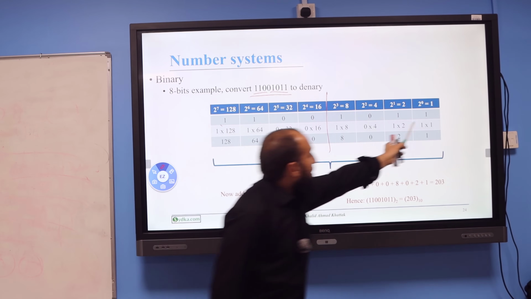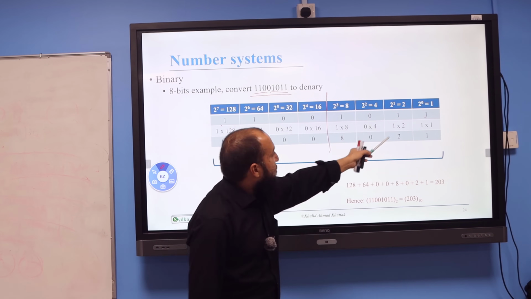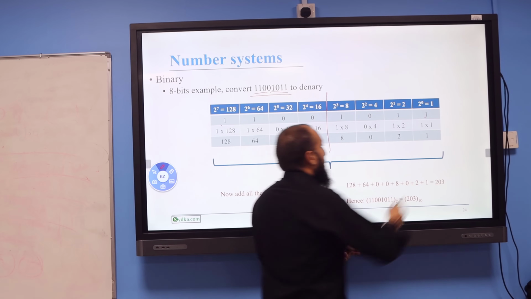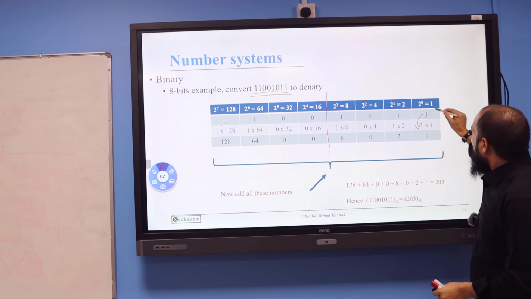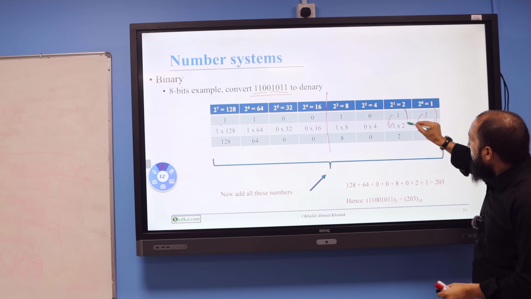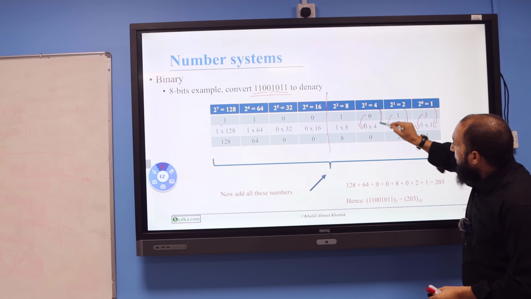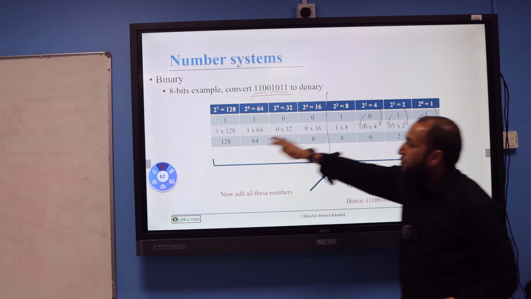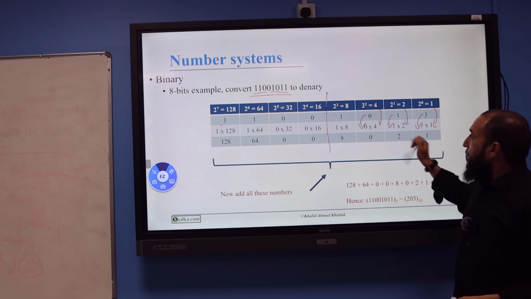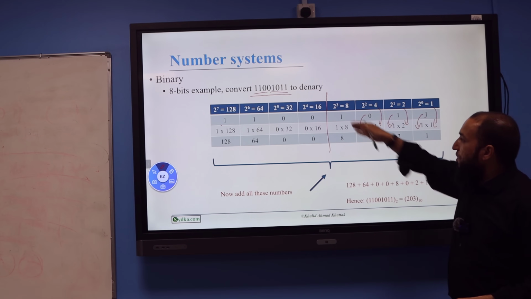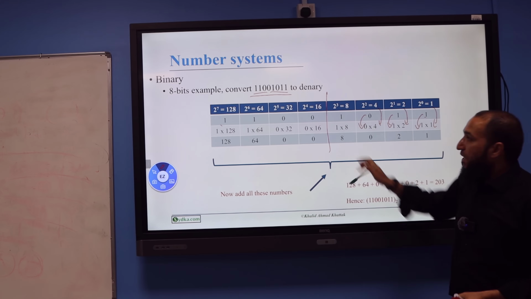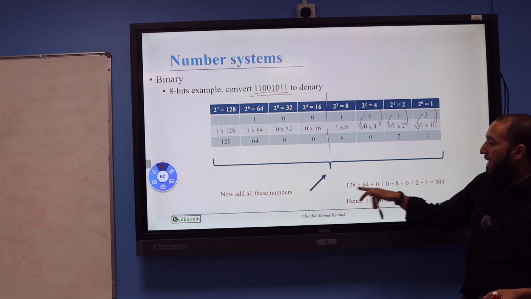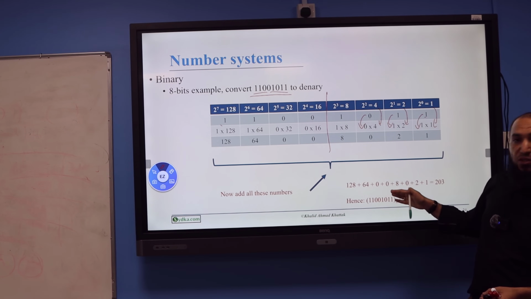The way we do it is we simply write each number under each power, and we multiply this with this, this with this, this with this. And then when we multiply, we further simplify it. Wherever the 0 is, it's going to be 0, and we don't add them. We bring them further down. We add those numbers which are non-zero. We leave the zeros there.